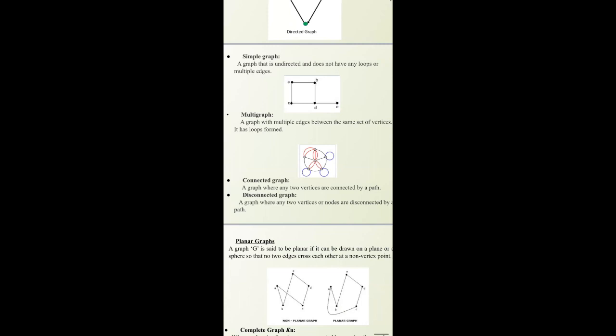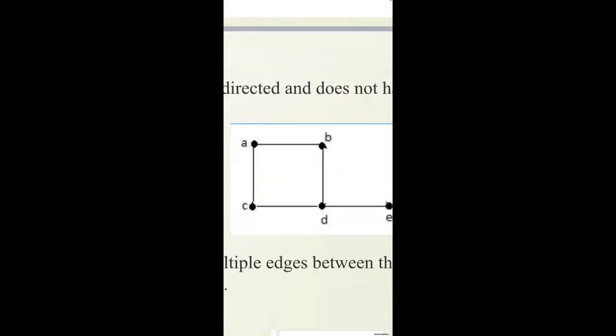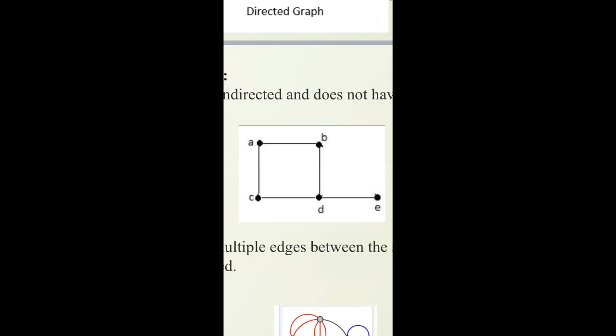Connected graph: a graph where any two vertices are connected. Okay. Look at this example, where A, B, C, D, and E are the vertices. If I remove the edge between D and E, listen carefully, if I remove the edge between D and E, then there will be two graphs here. And this is called a disconnected graph.